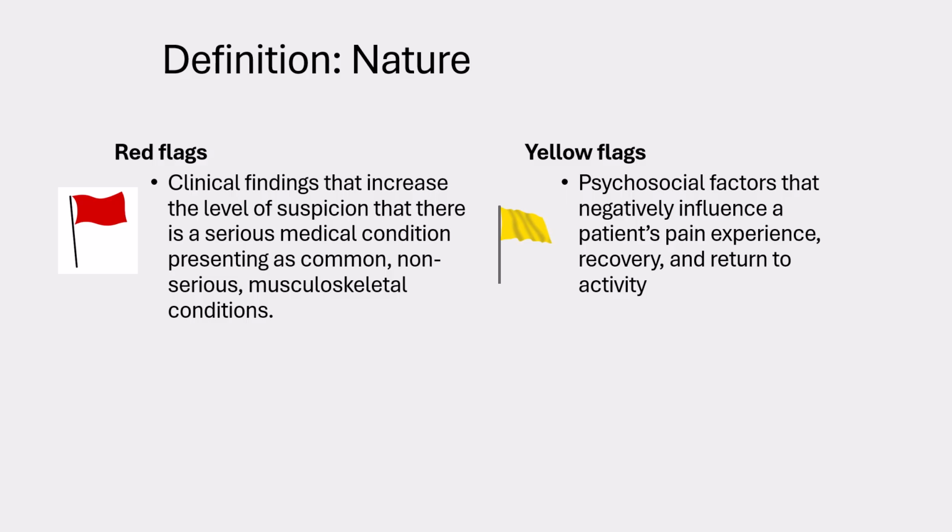The other category of information that is also quite important are called the yellow flags. Yellow flags refer to the psychosocial factors that can negatively influence a patient's pain experience, recovery, and return to activity. Some examples of yellow flags that we look out for are unhelpful beliefs about their pain, anxieties about their pain, stress or distress about their function and work, catastrophizing about their condition, and passive coping strategies for their condition. You'll learn more about yellow flags during the course of the MSK modules.